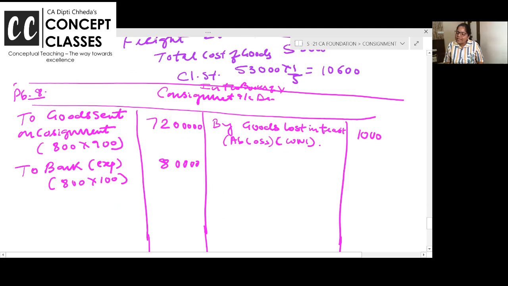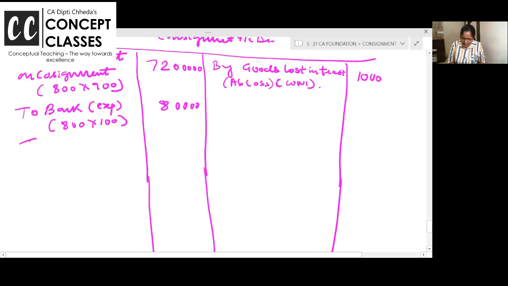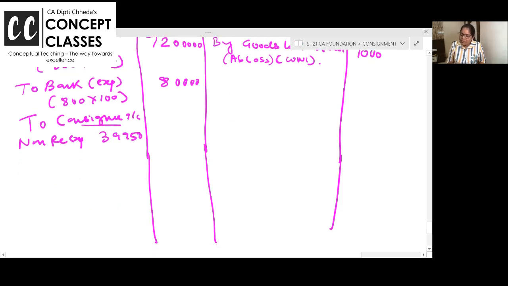Now, the consignee took the delivery of the rest of the goods and spent 39,950 as consignee's expense, to consignee account. Non-recurring expense, one-time expense, 39,950. Recurring expense, 22,500. Okay. So what is the total of expense they have incurred? 39,950 plus 22,500 is 62,450.